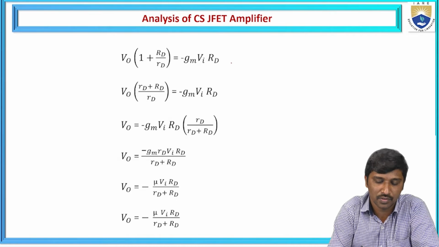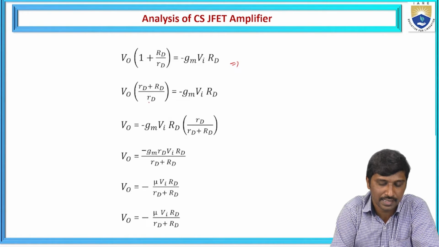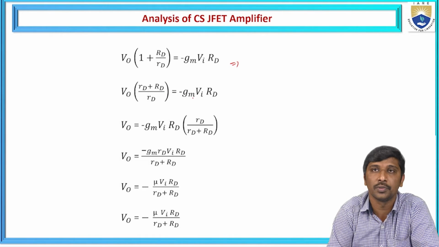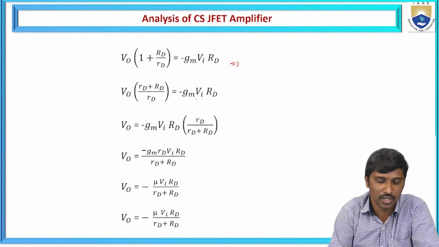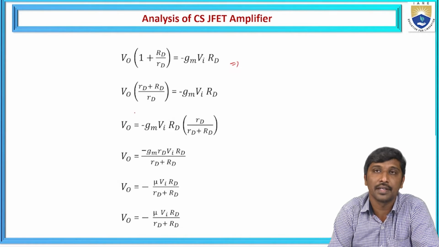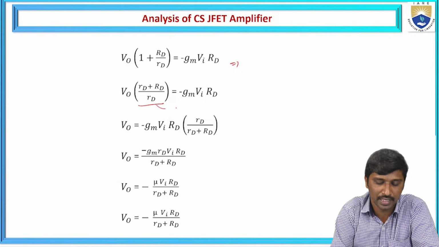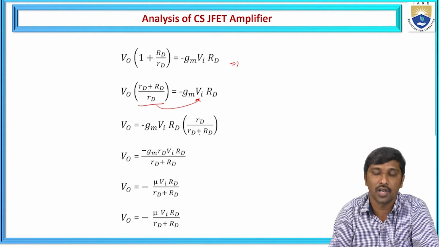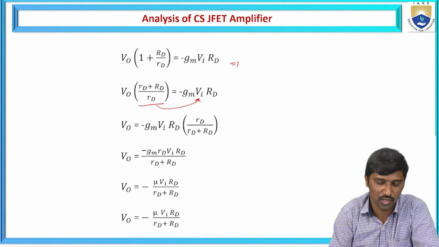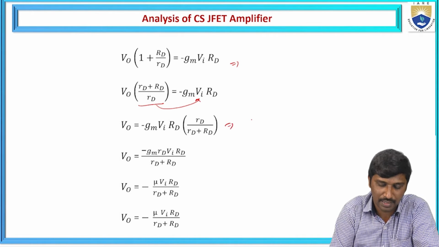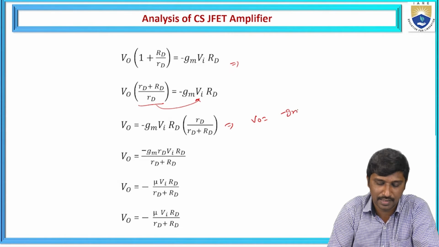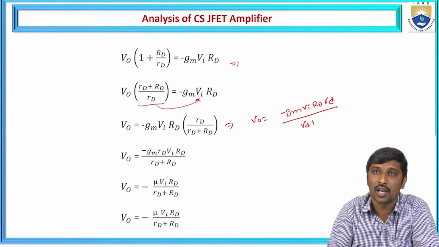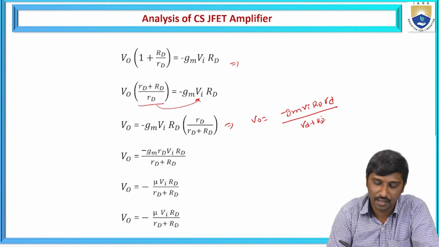Just take the LCM. If we take the LCM, that is small rd plus capital RD over small rd, that is equal to minus GM Vi into RD. From this, I am going to find out only the V naught term, the output voltage. So you take this term to the outside, and it becomes small rd by capital RD plus small rd. So V naught is equal to minus GM Vi capital RD into small rd by small rd plus capital RD.